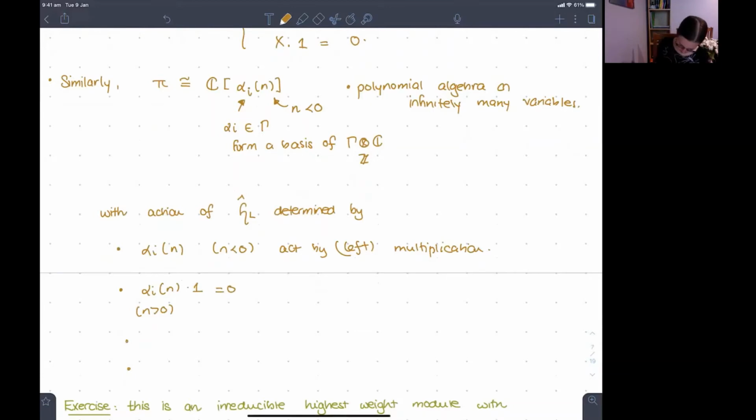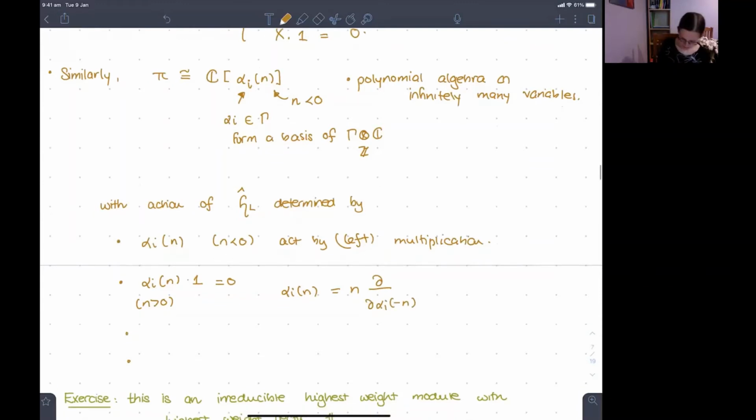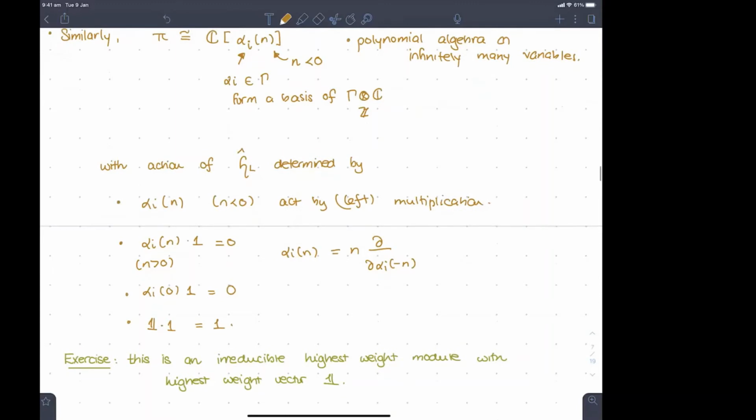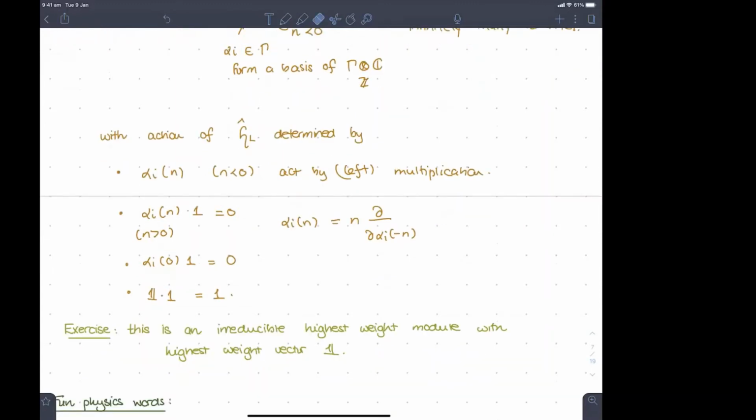But actually, we can recall how the commutation works, and alpha_i,n acts on a monomial as n times the partial derivative in the variable alpha_i,minus n. And alpha_i,0 is 0. And of course, the first thing that we said was that we were going to make this be 1. Okay. So an exercise is that this is an irreducible highest weight module with highest weight vector 1. I guess not bold 1, just ordinary 1.